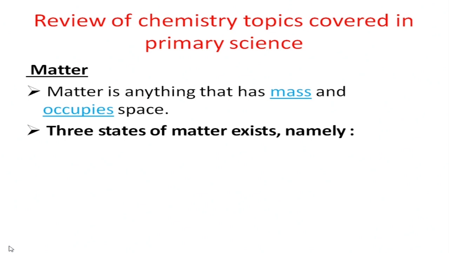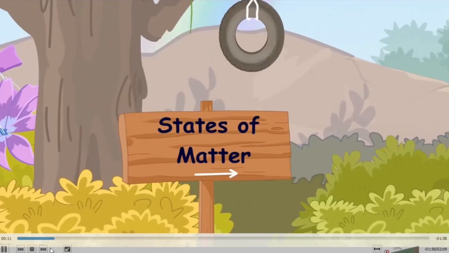Three states of matter exist, namely, the first one are solids. Materials can be solids. We can also have materials that are liquids. These are still states of matter, and gases. So three states of matter exist. We have solids, liquids, and gases. States of matter.